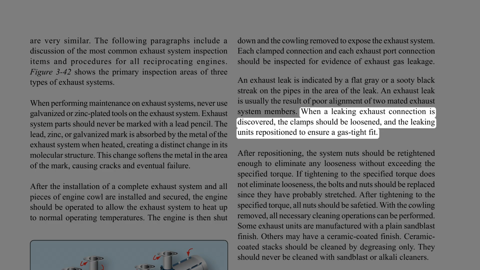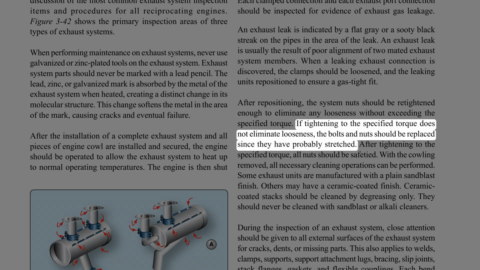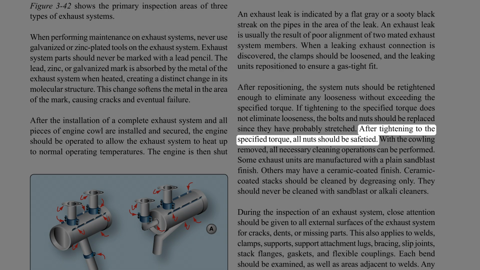When a leaking exhaust connection is discovered, the clamps should be loosened and the leaking units repositioned to ensure a gas-tight fit. After repositioning, the system nuts should be retightened enough to eliminate any looseness without exceeding the specified torque. If tightening to the specified torque does not eliminate looseness, the bolts and nuts should be replaced since they have probably stretched. After tightening to the specified torque, all nuts should be safetied.